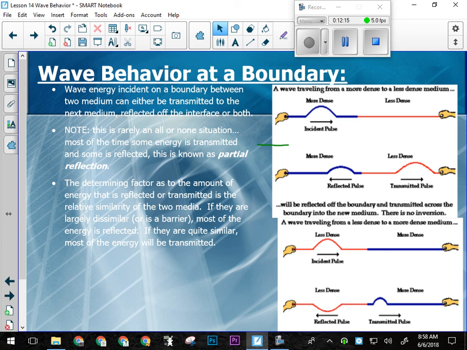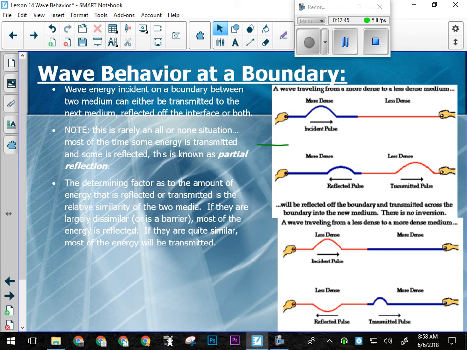When a wave goes into a medium where it's going to travel faster, very little wave energy gets reflected, and it gets reflected upright. It actually comes back the same direction that it went in. So if you had an up pulse, it comes back as an up pulse. If it goes into a more dense medium where it travels slower, you actually get a lot of reflection and it comes back inverted. So if I had a pulse going in that was up, it'll come back down.